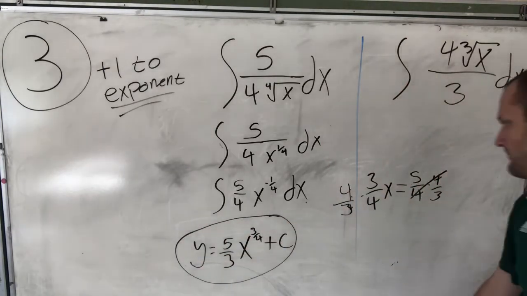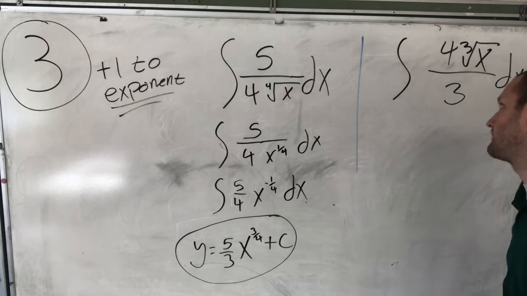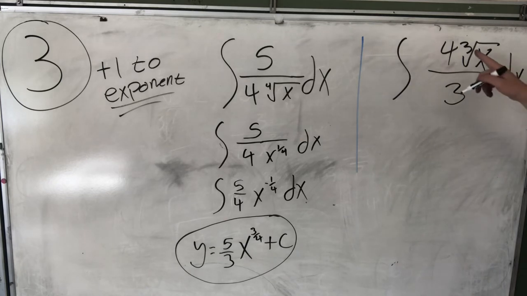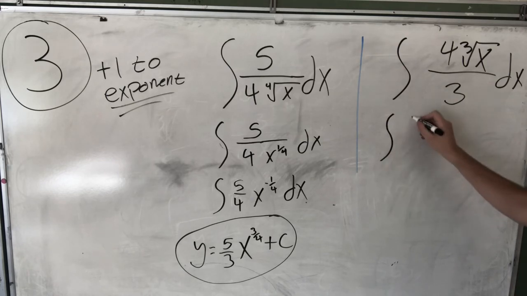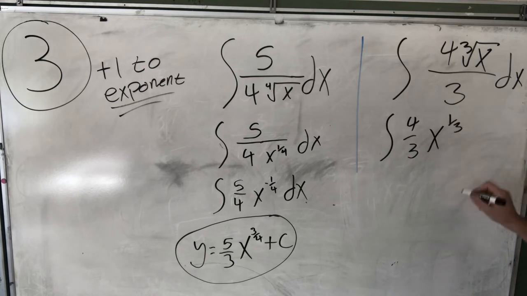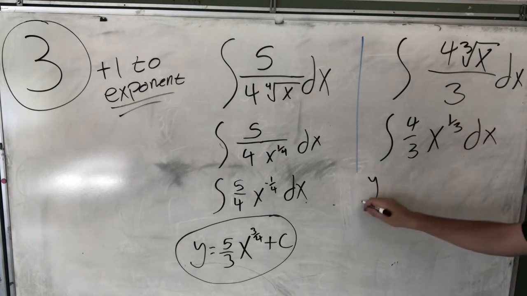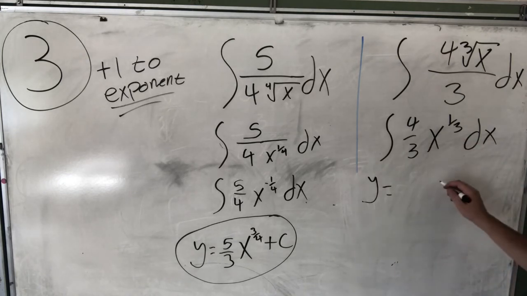Let's try this one over here now. Okay. So here we have 4 times the cubed root of x over 3. Well, we don't have to make that exponent negative. That's nice. But we do need to make this cubed root of 3 a fractional exponent. That's going to give me 4/3 x to the 1/3 power dx. I'm now ready to solve. The first step is always to add 1 to your exponent. So that's going to give me x to the 4/3, plus c.